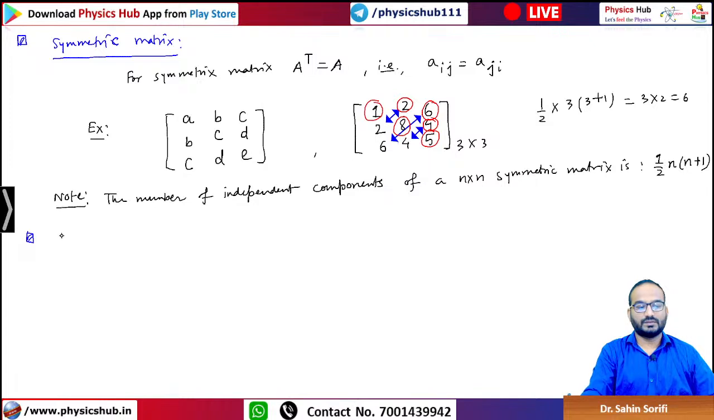Let's go for skew-symmetric. If you have understood symmetric, then understanding skew-symmetric is very easy. Skew-symmetric matrix.